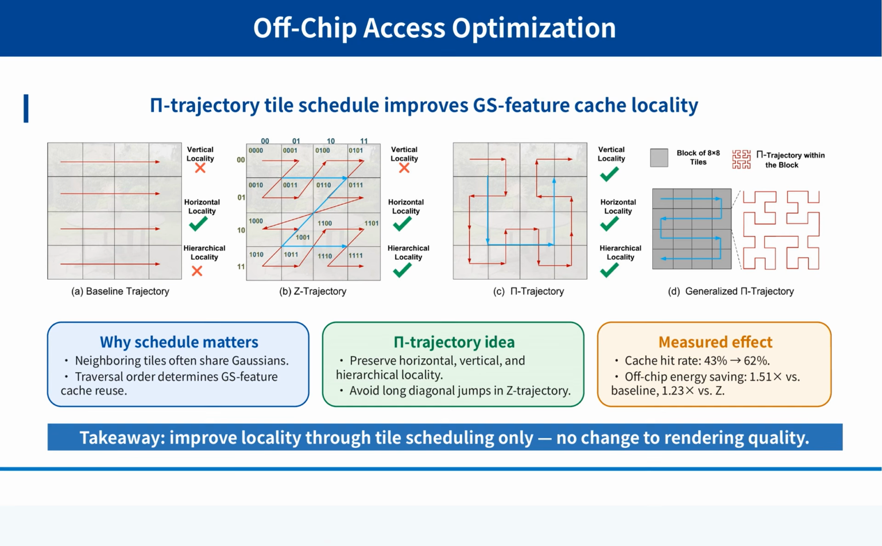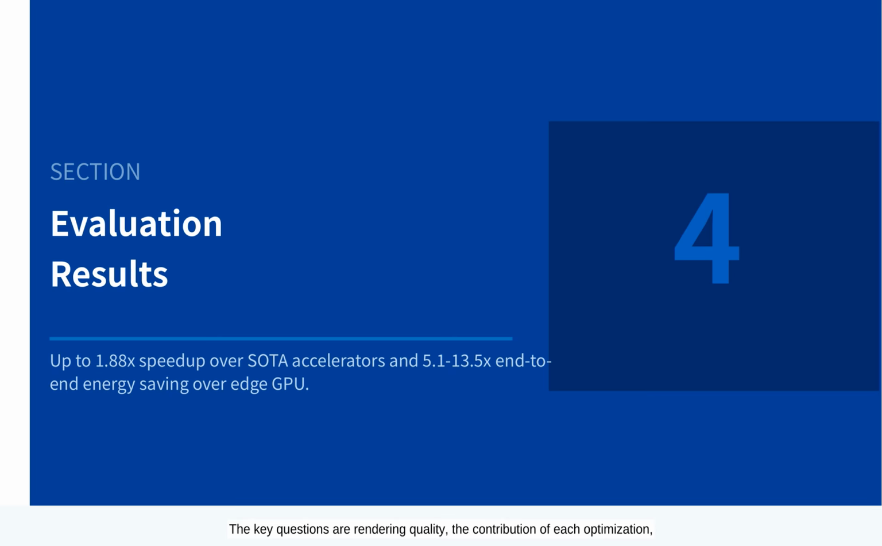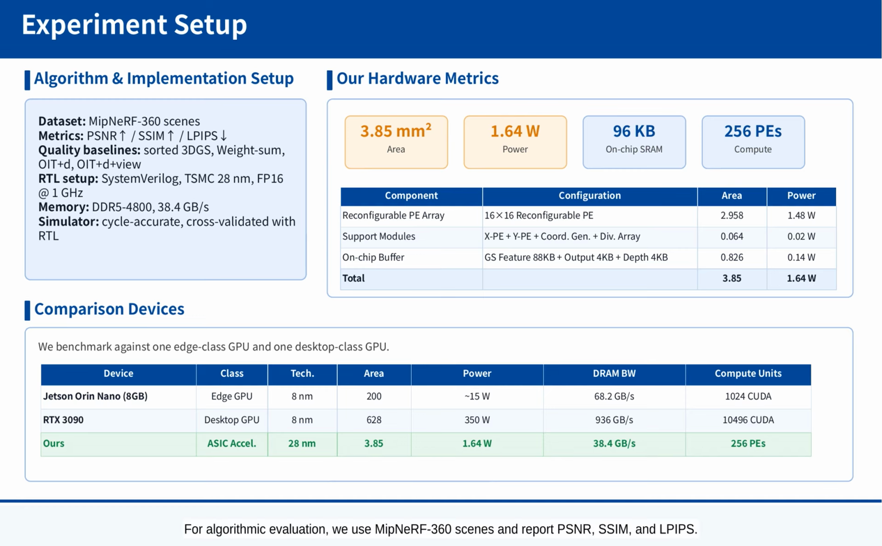I will now summarize the evaluation. The key questions are rendering quality, the contribution of each optimization, and overall speed-up and energy efficiency. For algorithmic evaluation, we use MipNeRF 360 scenes and report PSNR, SSIM, and LPIPS. The quality baselines include sorted 3DGS, weight sum blending, depth-only OIT, and our depth plus view OIT.